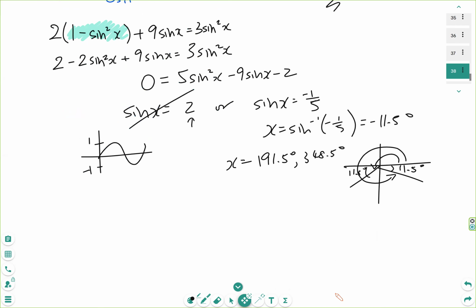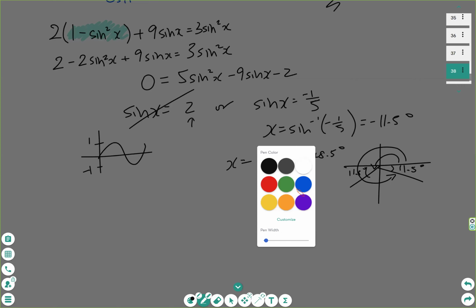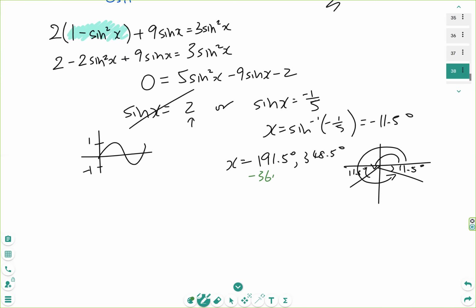So this is out of range. So we found the principal solutions. Let's subtract 360 from both of them. Actually, both of them are out of range. So let's minus 360 from both of them.